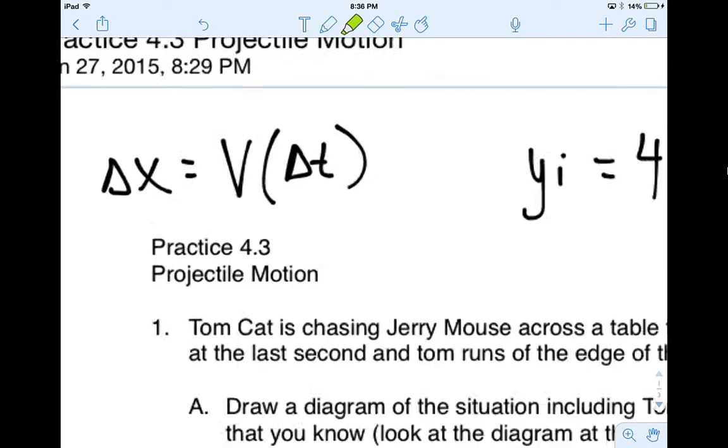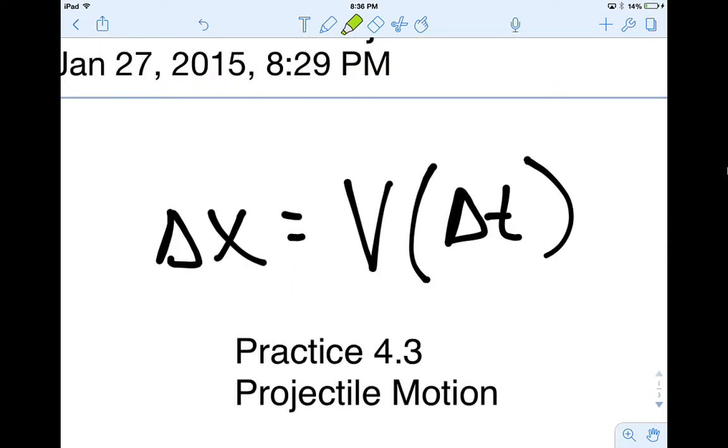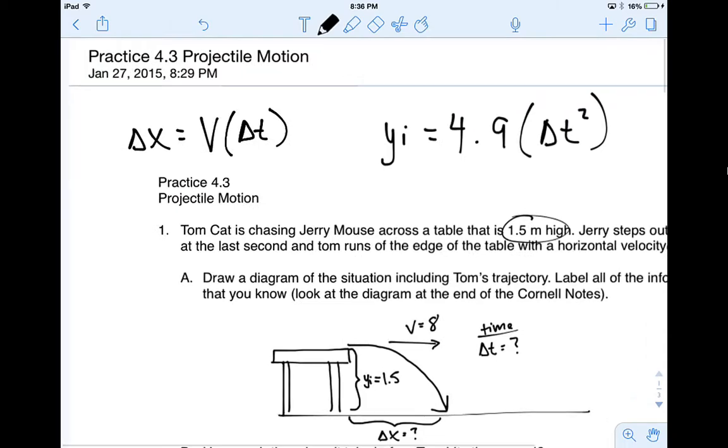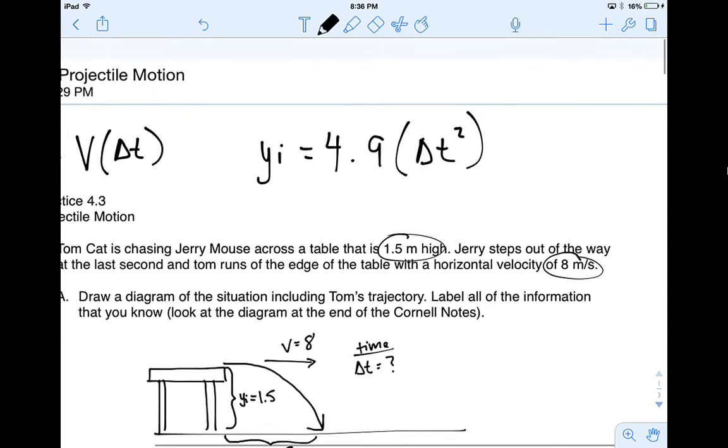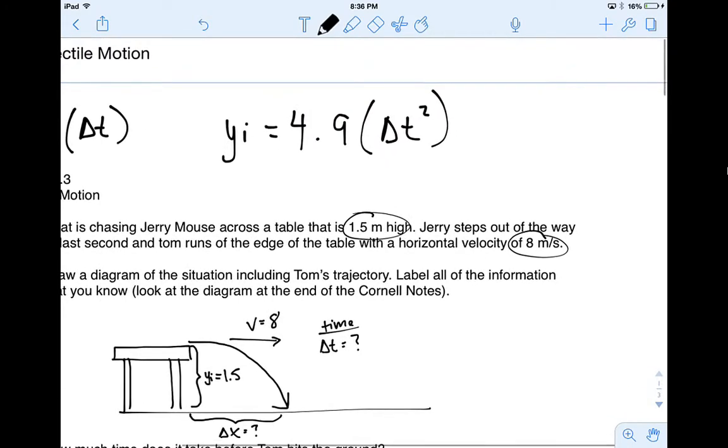So if I'm going to use this equation, that means that I have to know v and I have to know delta x. Otherwise, I can't solve for delta t. Now, the issue here is that I know v, that's 8, but I don't know delta x. That's a question mark. So if I don't know delta x, then there's no way I can use that equation, which means I probably have to use this equation. But let's look at it just to make sure, okay?